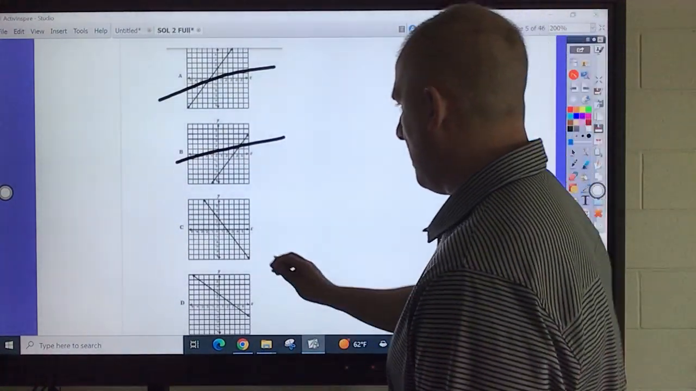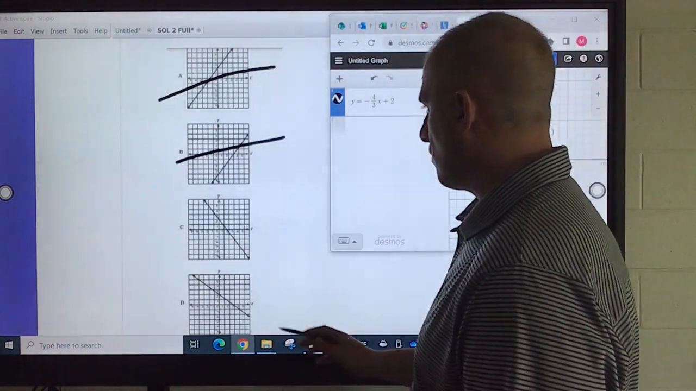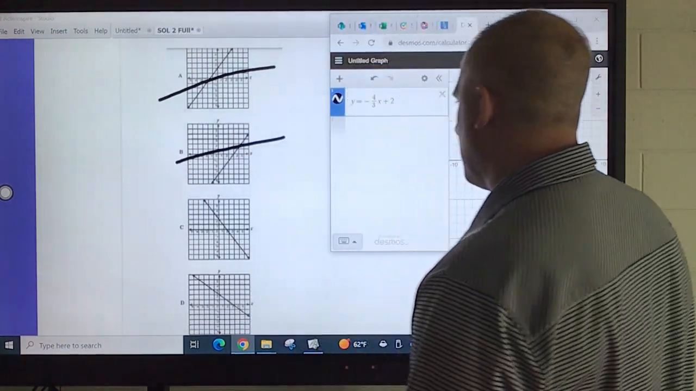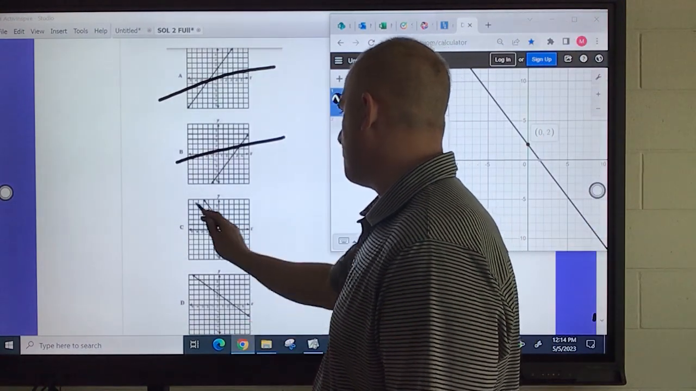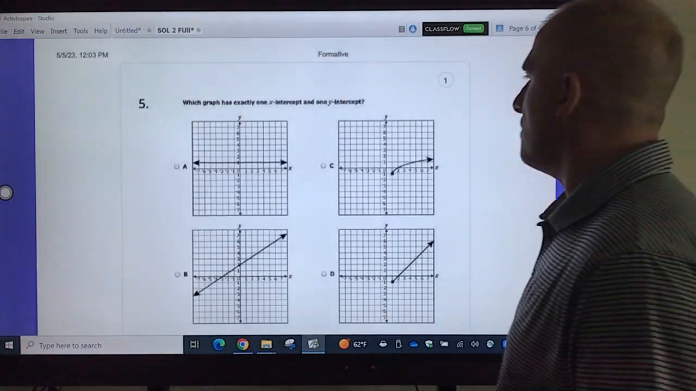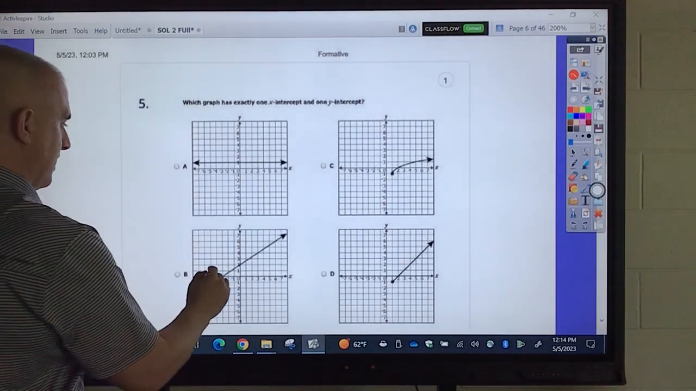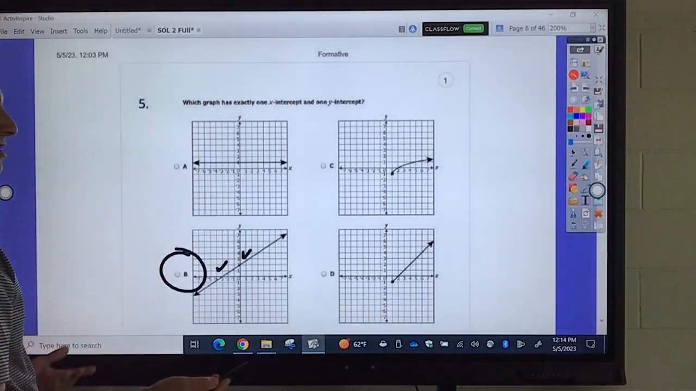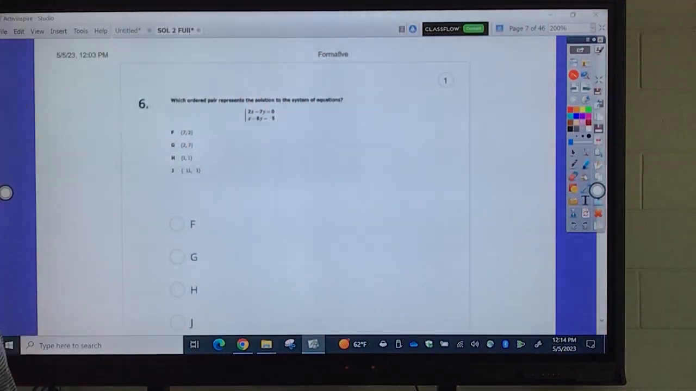Now I might want to take a look at where that crosses the x-axis, or the y-axis crosses at 2 and 2. Where does that cross here? 1.5. That's probably the better bet for that one, which has exactly one x-intercept and one y-intercept. So one of each, that would be this one. It's just letter B. All these are questions I can do without a pencil.